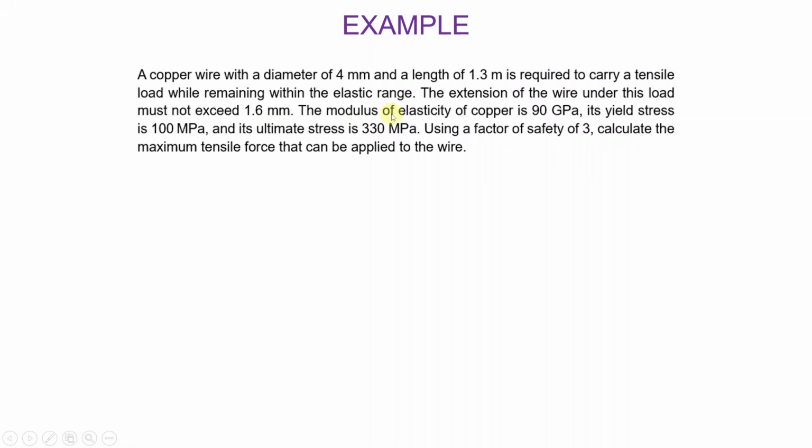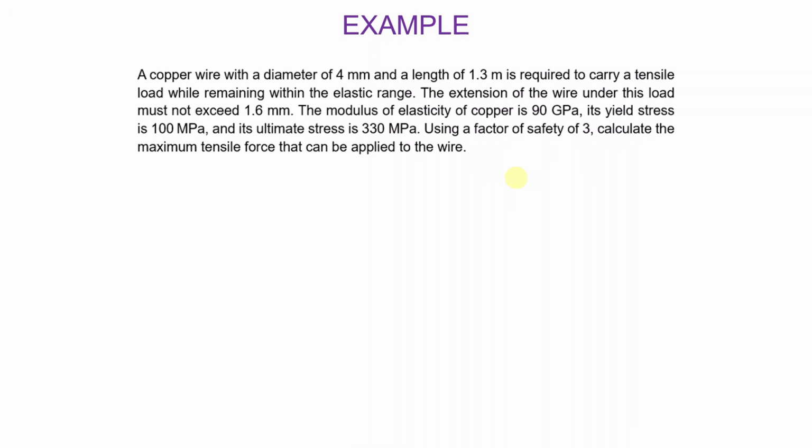The modulus of elasticity of copper is 90 gigapascals. That is the Young's modulus. Its yield stress is 100 megapascals, and its ultimate stress is 330 megapascals. Using a factor of safety of 3, calculate the maximum tensile force that can be applied to the wire.